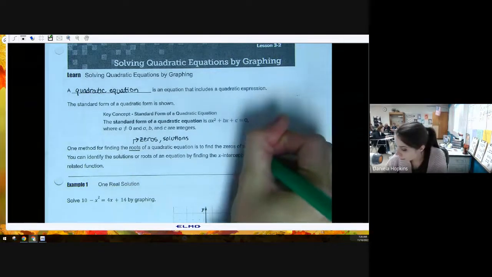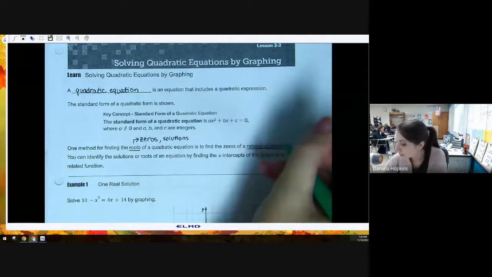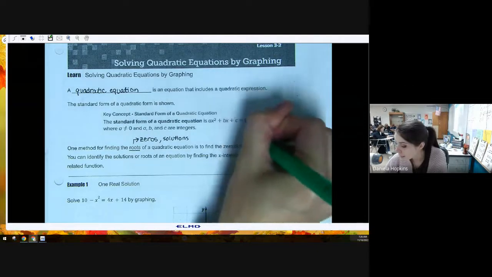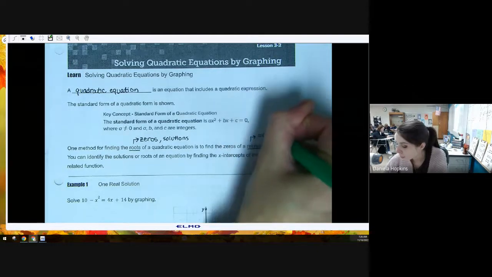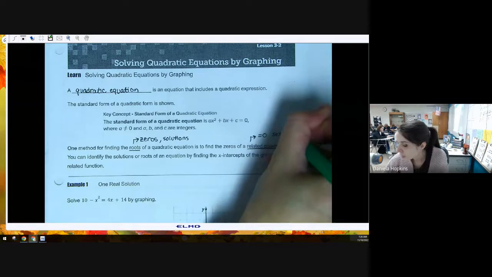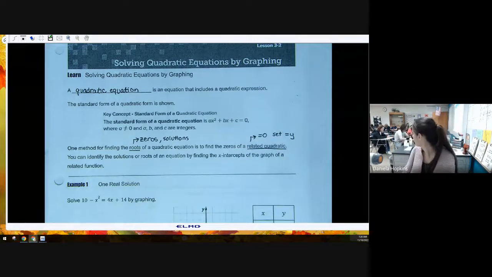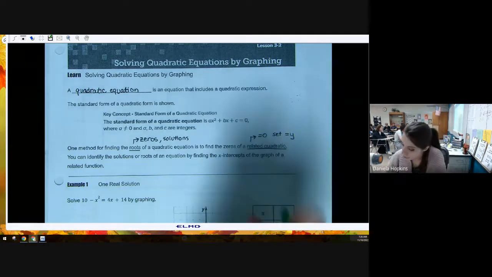So remember the related functions that we talked about? So basically you take, instead of setting it equal to 0, set equal to y instead so you can graph it. You guys kind of remember doing that with linear equations? It felt like a waste of time, but I wanted to do it for this purpose. So you can identify the solutions or roots of an equation by finding the x-intercepts of the graph of a related function.